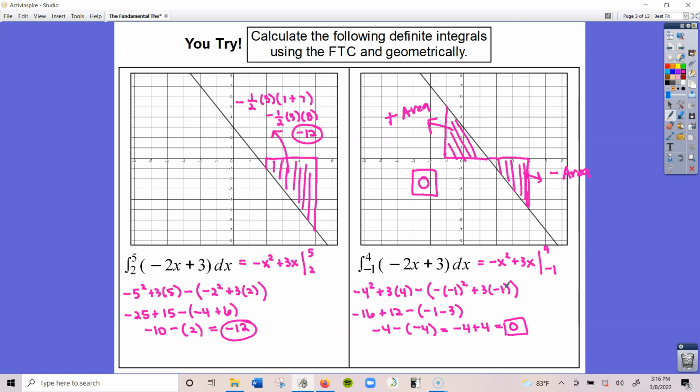So that's basically the FTC and using geometry to find that same exact integral. It just depends on what's given to you. If you're given the graph, you know that to integrate, we're going to take the area. And if you're given the equation, you know that you're going to integrate and then apply the FTC.